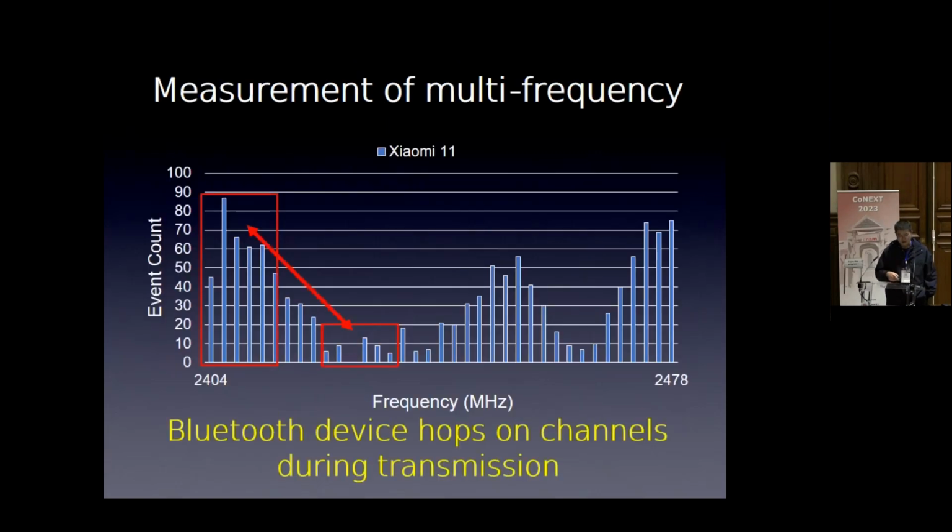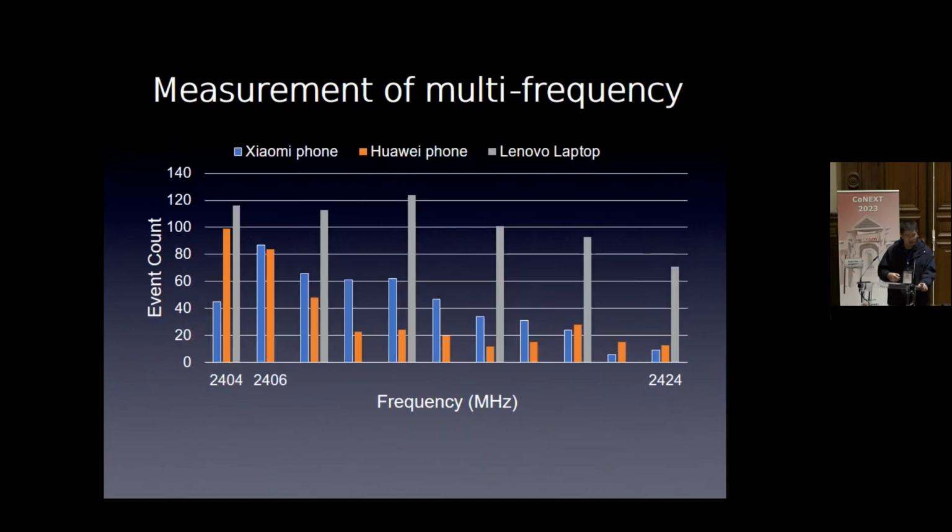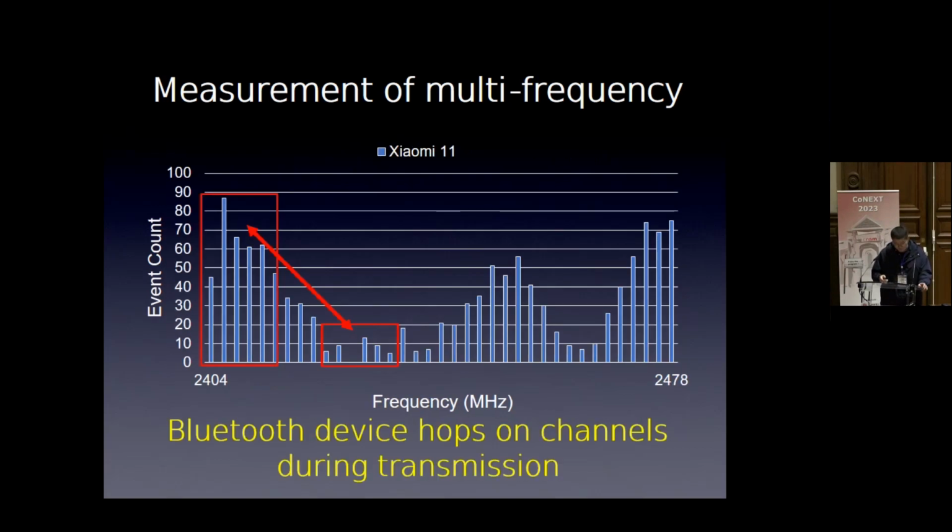Here is a statistical result of channel transmissions. The bar indicates the transmission times of each channel, and we can see that the cell phone transmits on almost all the channels, and its transmission is focused on the left, right, and the middle band. So we know that Bluetooth is hopping on different channels.